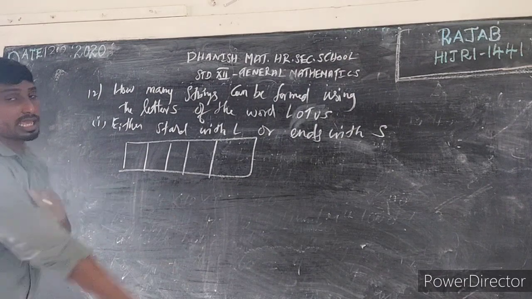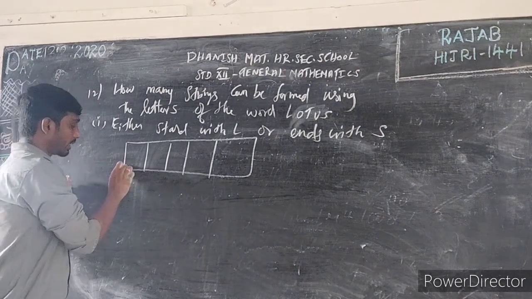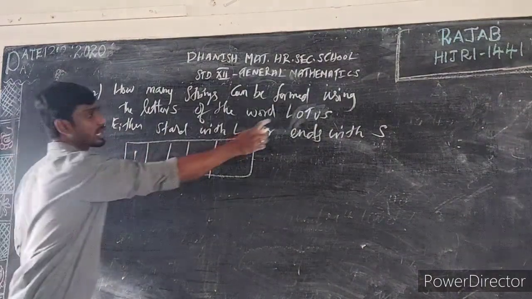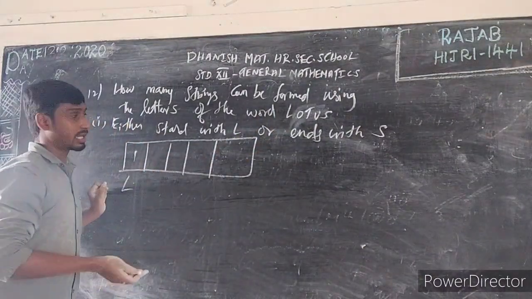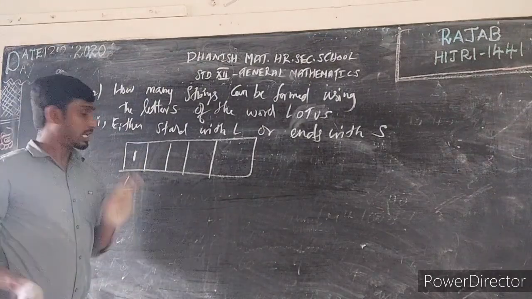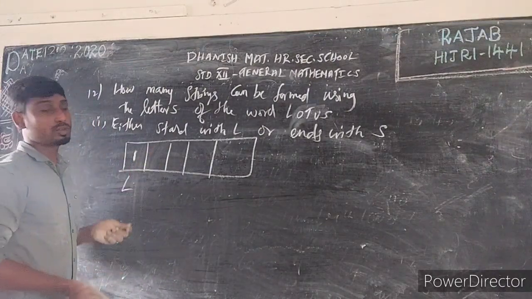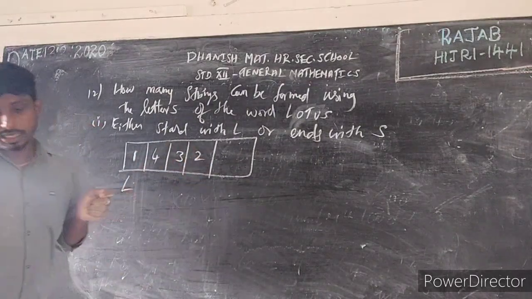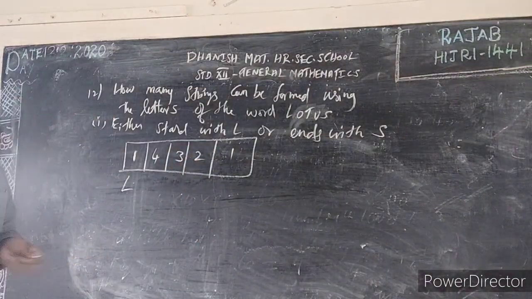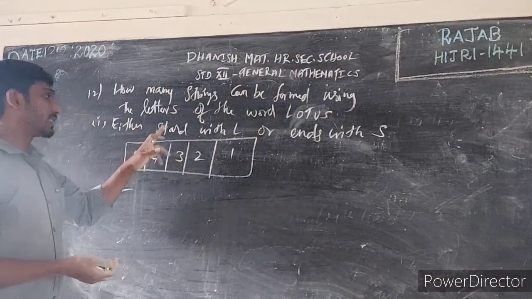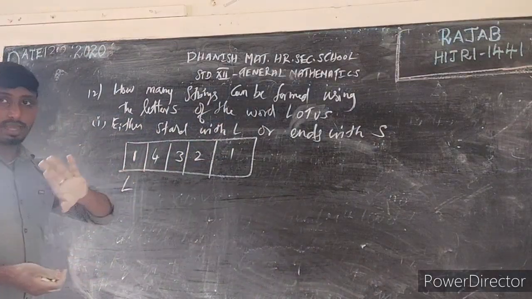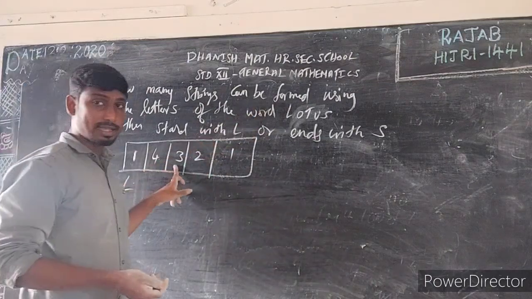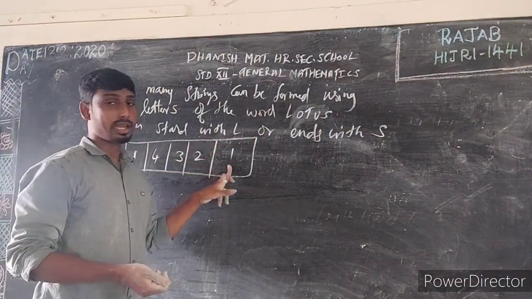Starts with L here, the L value will be 1 here. So starts with L means there will be 1 way, one letter only. What are the remaining places? There will be 4 ways, then 3 ways, then 2 ways, then finally 1 way. First one will be taking 1 way because the word starts with L.